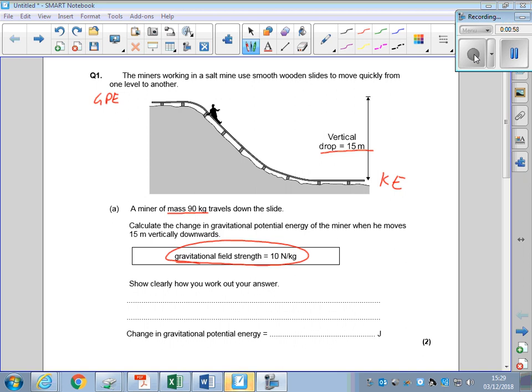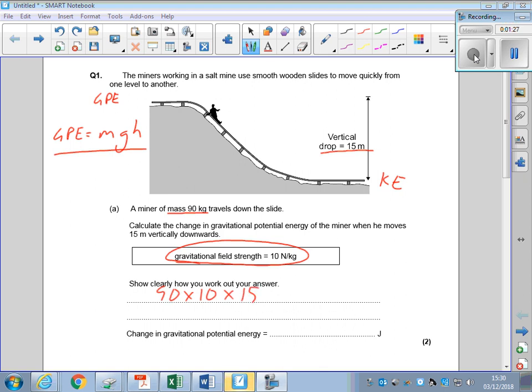Okay, and the equation for gravitational potential energy is just the mass times gravitational field strength times the height change. They can ask you about people going up ladders, where it's the energy they gain as they go up the ladder. But here we're losing gravitational energy because we're sliding down. We just need to use this equation, multiplying them all together. So we've got 90 kilograms times the gravitational field strength 10 times the height, which is 15.